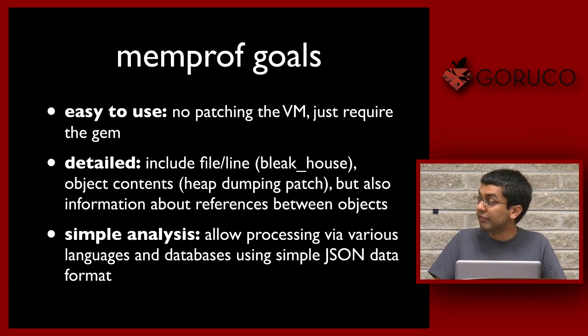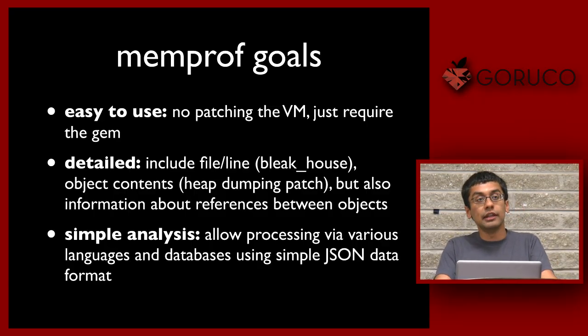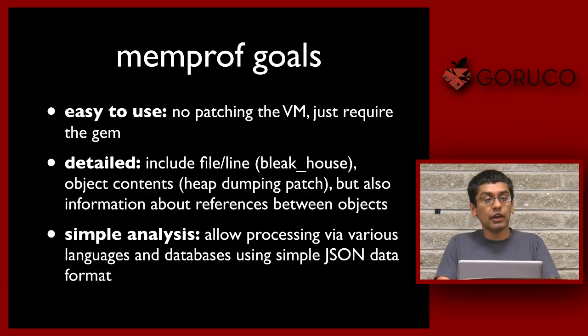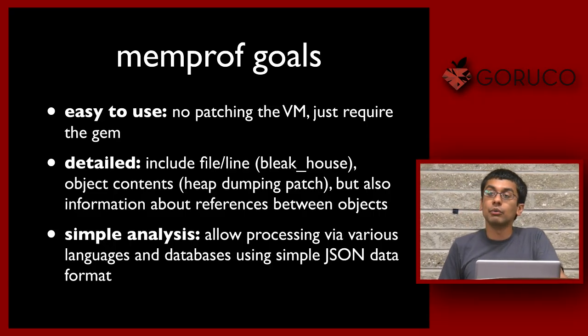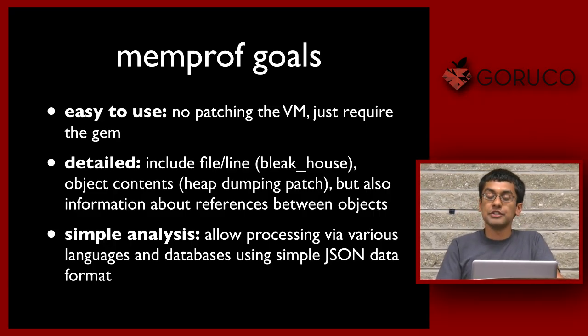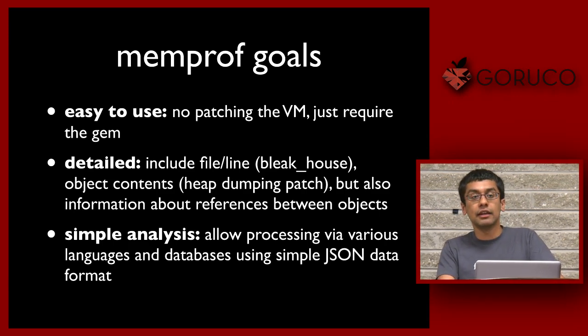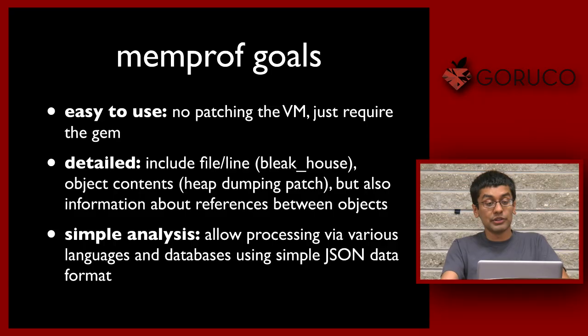I wanted it to be very detailed. So I started out with ObjectSpace, which gave me only type information. Then Bleak House gave me file information. And then custom patches gave me contents of those objects. But the big thing that was still missing was information about the references between the objects. If you know that a certain object is leaking, it's really helpful to find out what is referencing it so you can find the root cause of why that object is being leaked.